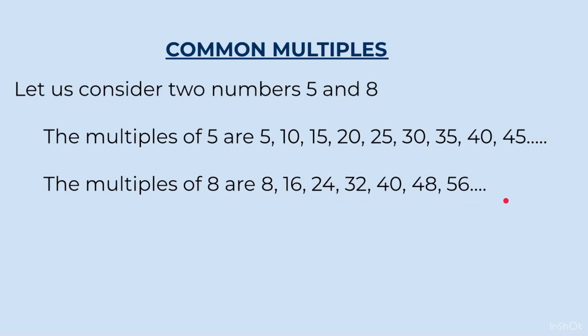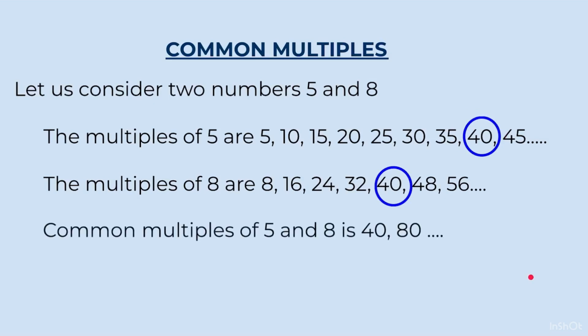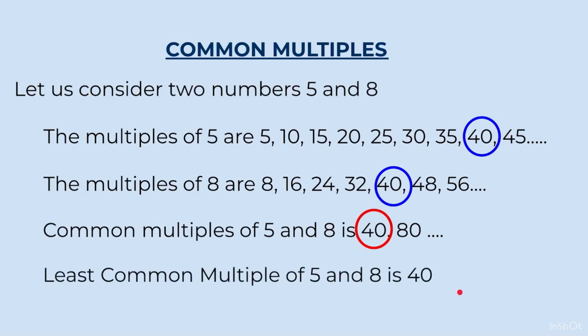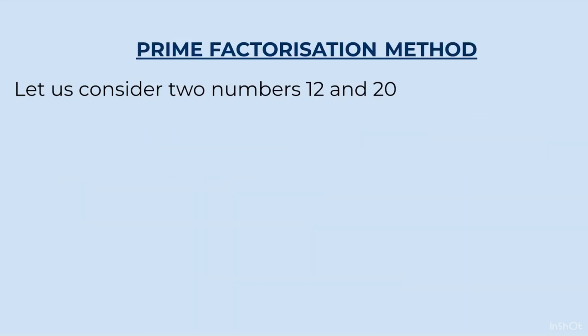Now if you see these numbers, the first common number in both the lists is 40. So common multiples of 5 and 8 are 40, 80 and so on. The smallest common multiple, or the least common multiple, will be 40. So we write: least common multiple of 5 and 8 is 40. So this is one method of finding the LCM, or the least common multiple.